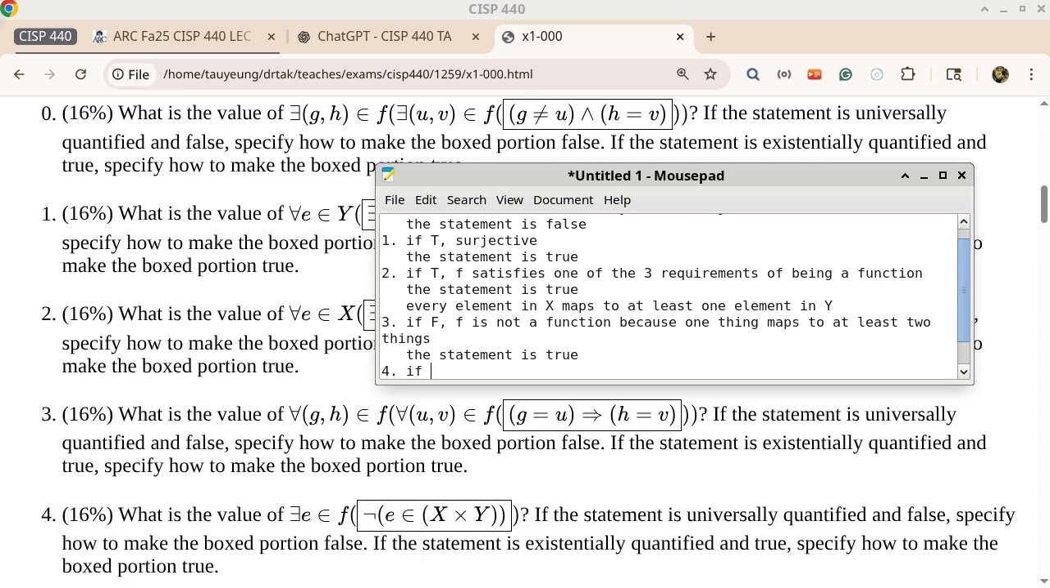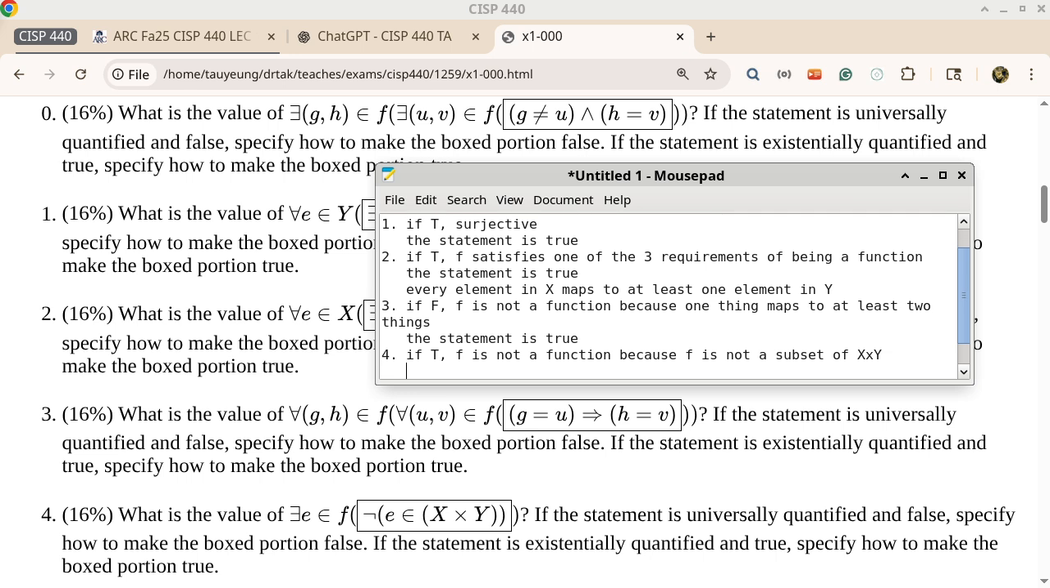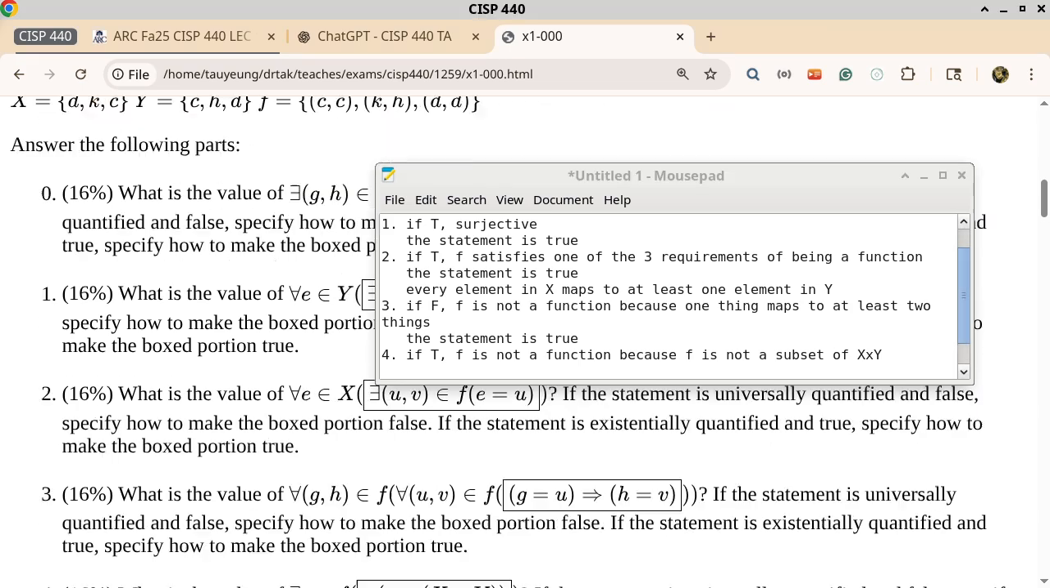So we'll say, if true, f is not a function because f is not a subset of X times Y. Okay, so in this case, what is the answer? How do we evaluate?